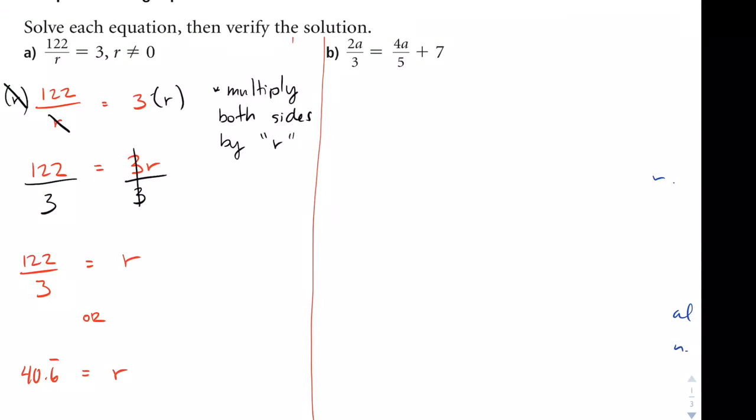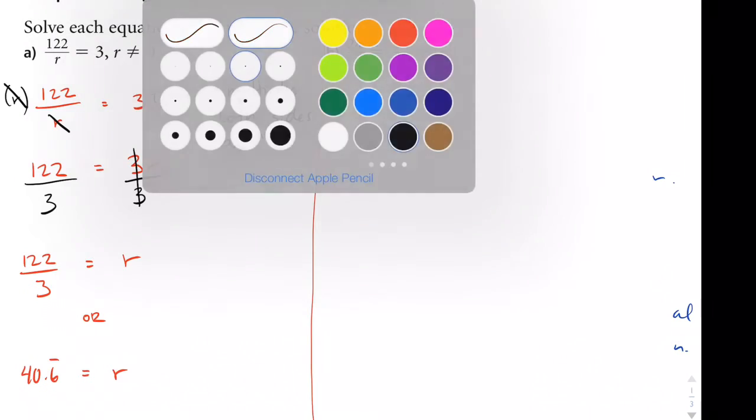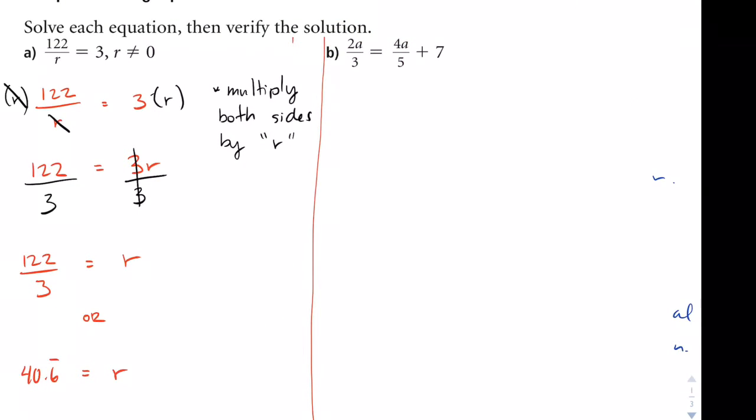All right, so for example B, we have this equation that has fractions and variables. It can look a little scary, but let's just apply the same principles and the same steps that we've been doing, but now just with fractions. So we have 2a divided by 3 is equal to 4a divided by 5 plus 7. So keep in mind, we always want to get variables to one side. So I want to take my 4a and I want to move it to the other side.